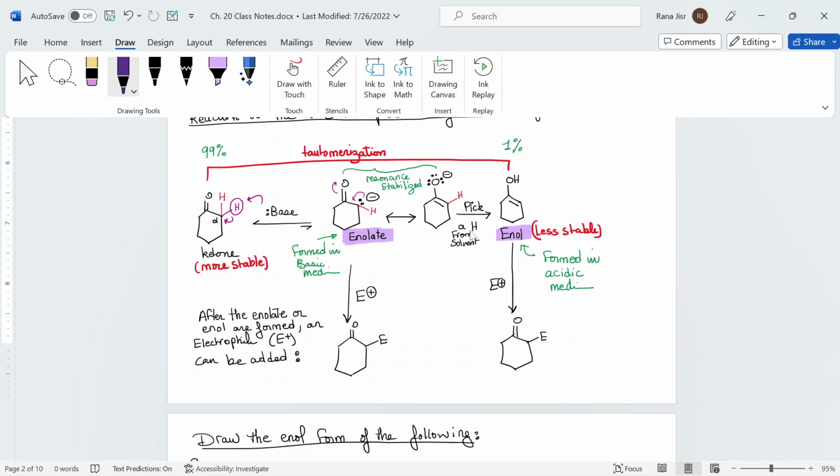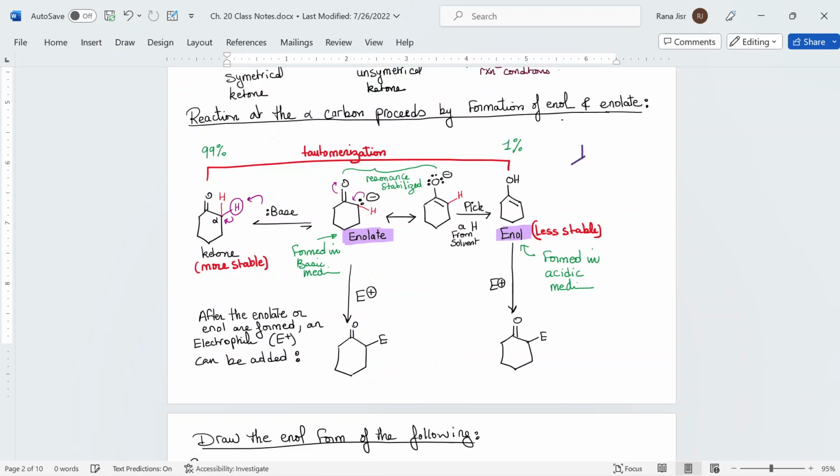The reason why we care about the enolate and the enol is because normally the reaction doesn't stop here. We can take it a step further, and we can react it with an electrophile. And when we react with the electrophile, we will have a nucleophile-electrophile reaction. So now here we are using the enolate as a nucleophile.